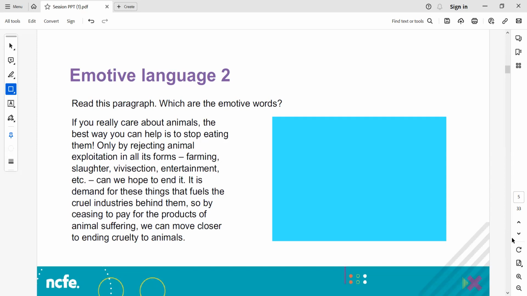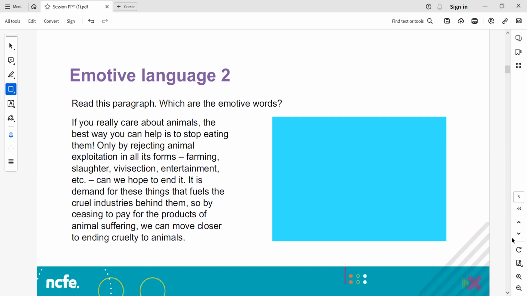If you really care about animals, the best way you can help is to stop eating them. Only by rejecting animal exploitation in all its forms, farming, slaughter, vivisection, entertainment, etc., can we hope to end it. It is demand for these things that fuels the cruel industries behind them. So by ceasing to pay for the products of animal suffering, we can move closer to ending cruelty to animals.